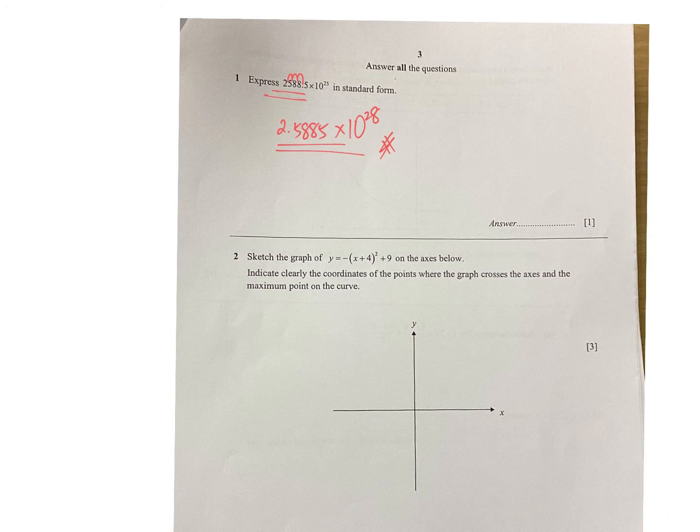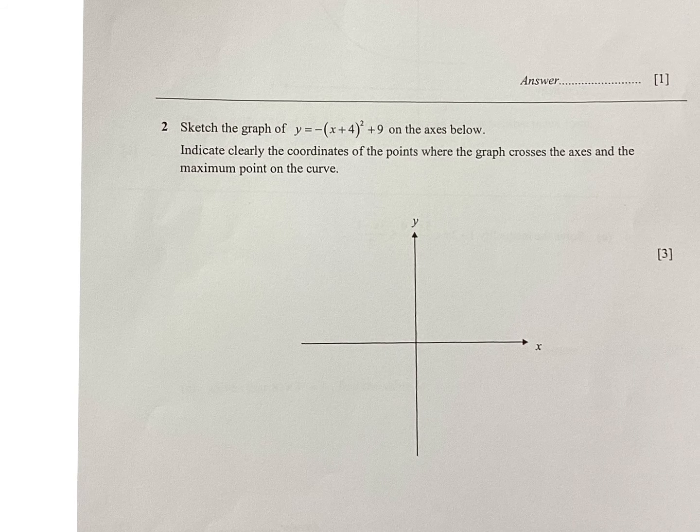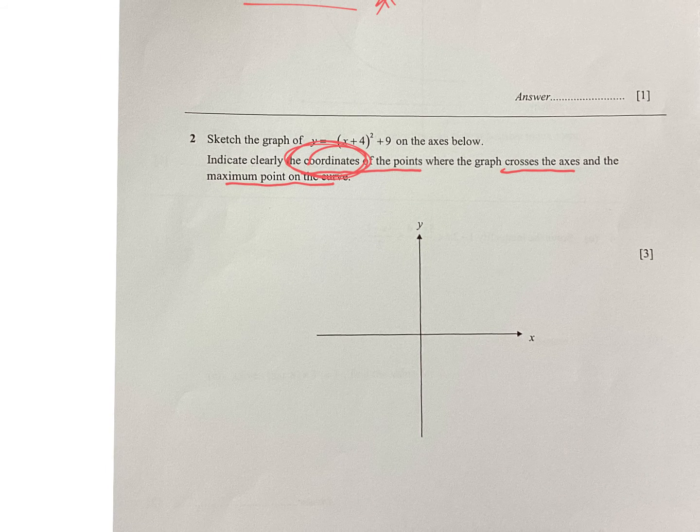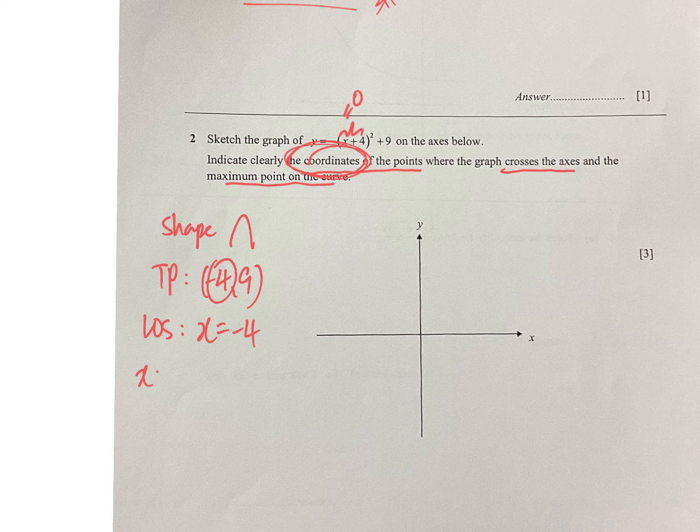Okay, this one. Read the question. It says, can you indicate clearly the coordinates where the graph crosses the axis and the maximum point? So they want the coordinates. So first thing first, the shape, turning point, make this 0. So it's minus 4, 9. Line of symmetry. x-intercepts, you will sub y equals to 0.